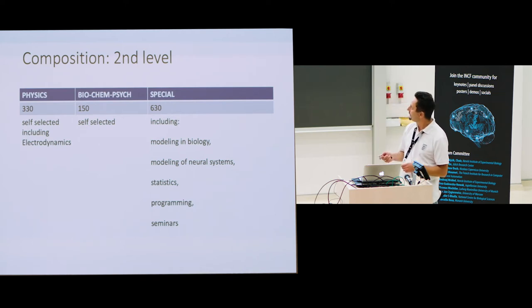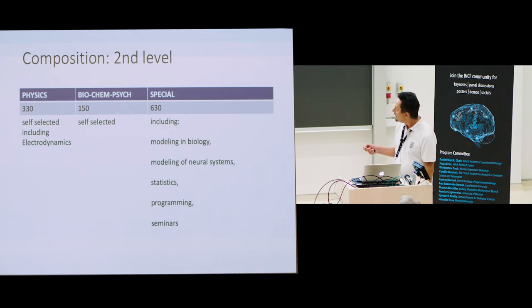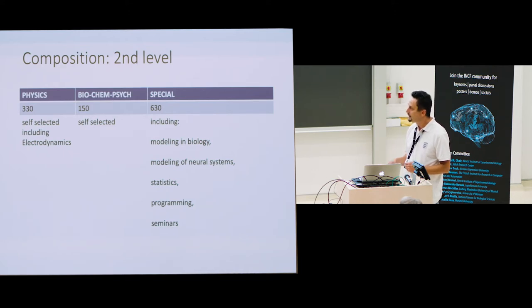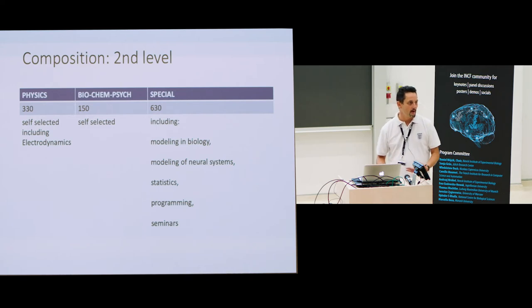Okay, and the composition is that we have still some part of physics, but quite a lot of this can be self-selected, but we strongly suggest that they take electrodynamics. Then there are some, again, self-selected biochem or psychology courses, and these are offered mainly at the other faculties here. And we have these special courses for neuroinformatics, modeling in biology, modeling of neural systems, further development of statistics, programming. And of course, there are seminars where we ask different specialists on different topics, so they just give talks on their own current research.